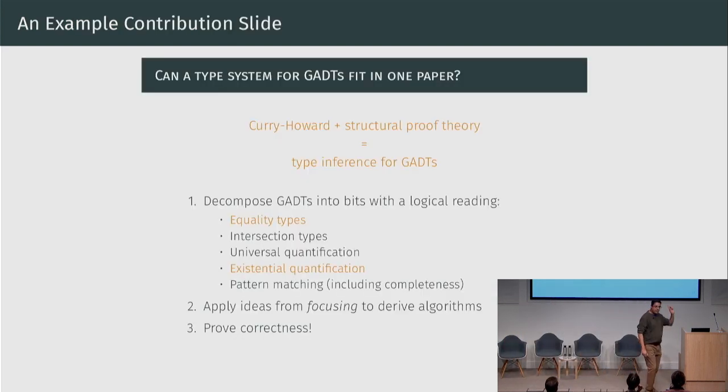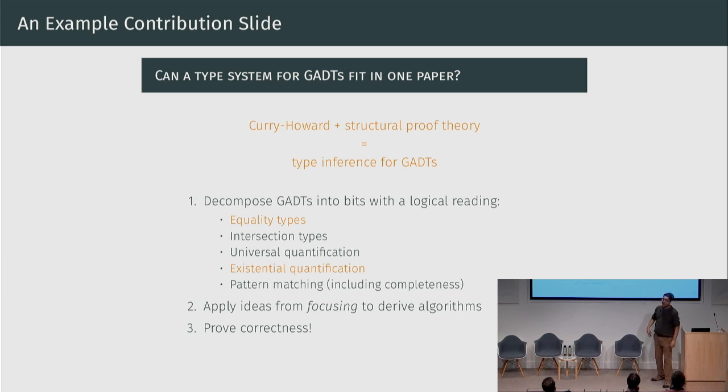And so here is an example contribution slide. This is from my 2019 talk. And you can see up there at the top, I set out the question: can we find a type system for GADTs that fits in one paper and that you can read and then implement? And I said, oh yes, of course. What you need to do is use the Curry-Howard correspondence and then add a sprinkling of structural proof theory, and you'll be able to get the type inference algorithm that you want.